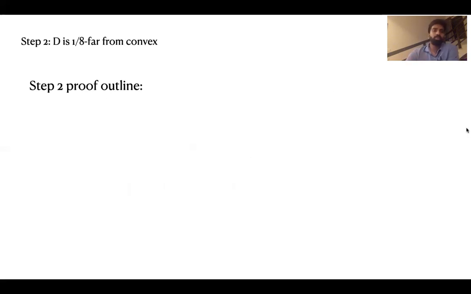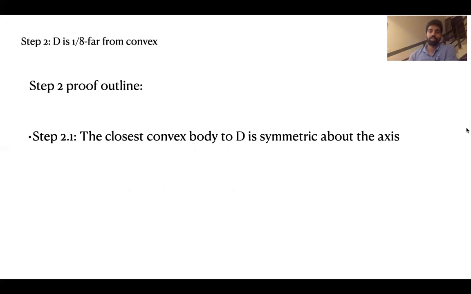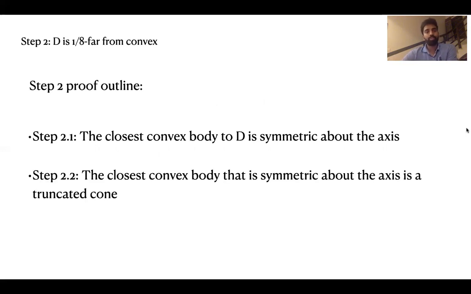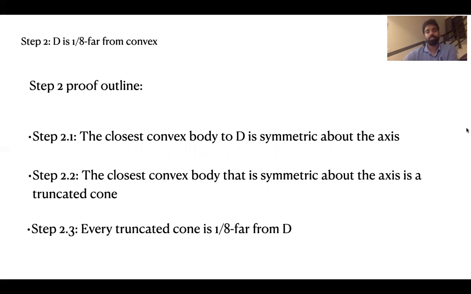The proof of step 2 again has three sub-steps. First, we show that the closest convex body to D is symmetric about the axis. Next, we show that it's not only symmetric about the axis, but also that the closest convex body is a truncated cone. And third, we show that every truncated cone is far from our body. Essentially, because the truncated cone is the closest convex body, and every truncated cone is far from our body, our body is far from being convex.